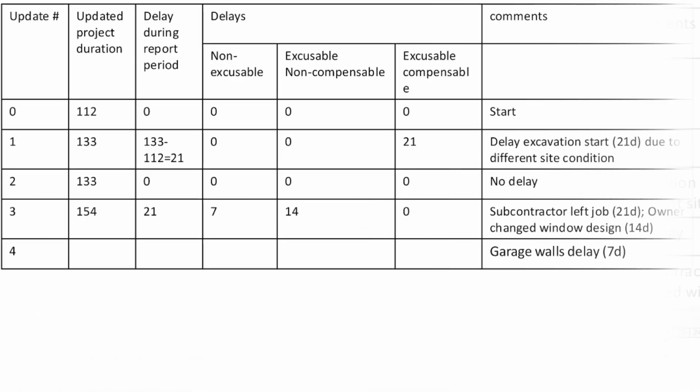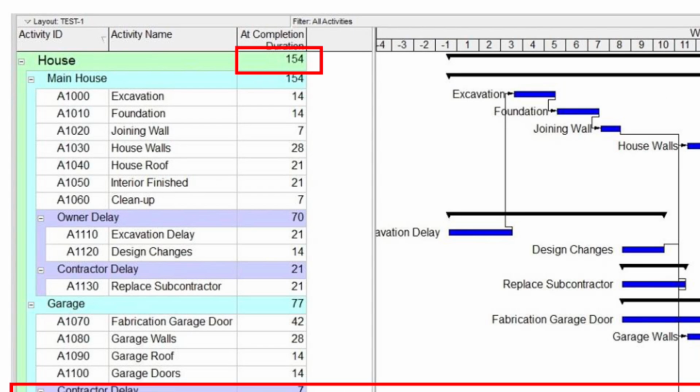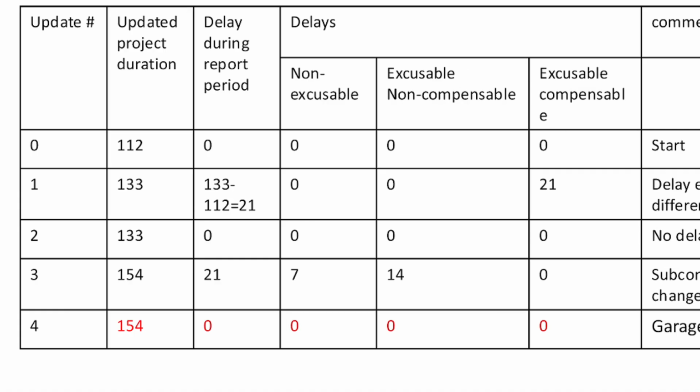Moving to the fourth window, there was a 7-day delay to the garage door due to the contractor's fault. However, the project is still projected to finish in 154 days, same as the previous update. This means the delay wasn't on the critical path and didn't impact the overall project duration. So, for this window, there's no additional delay to the project completion.